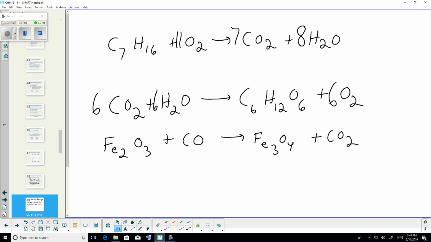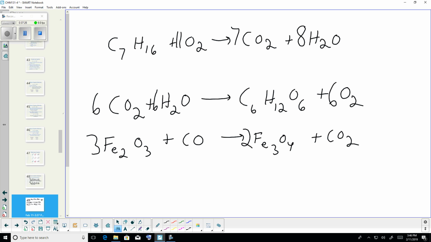It's not balanced. I got a 2 on one side and a 3 on the other side. I got to look for what? Common denominator. What's the common denominator of 2 and 3? 6. So what am I going to put in front of the first Fe? So now the ions are balanced.